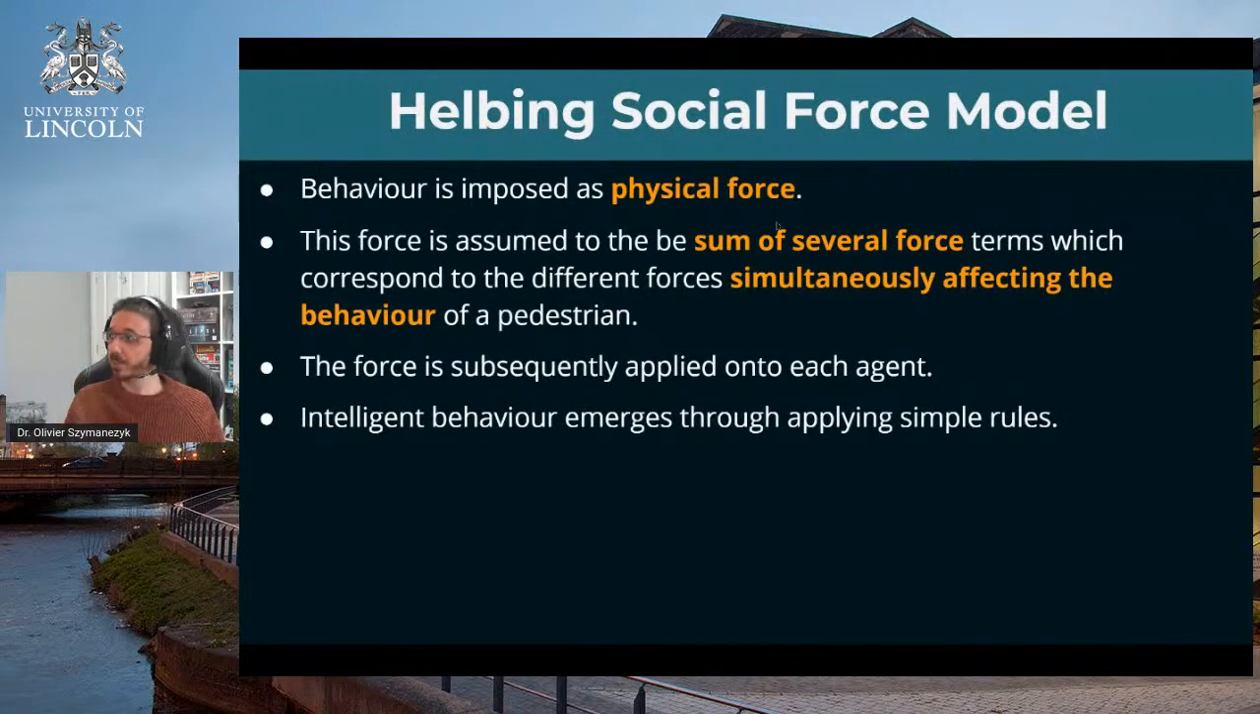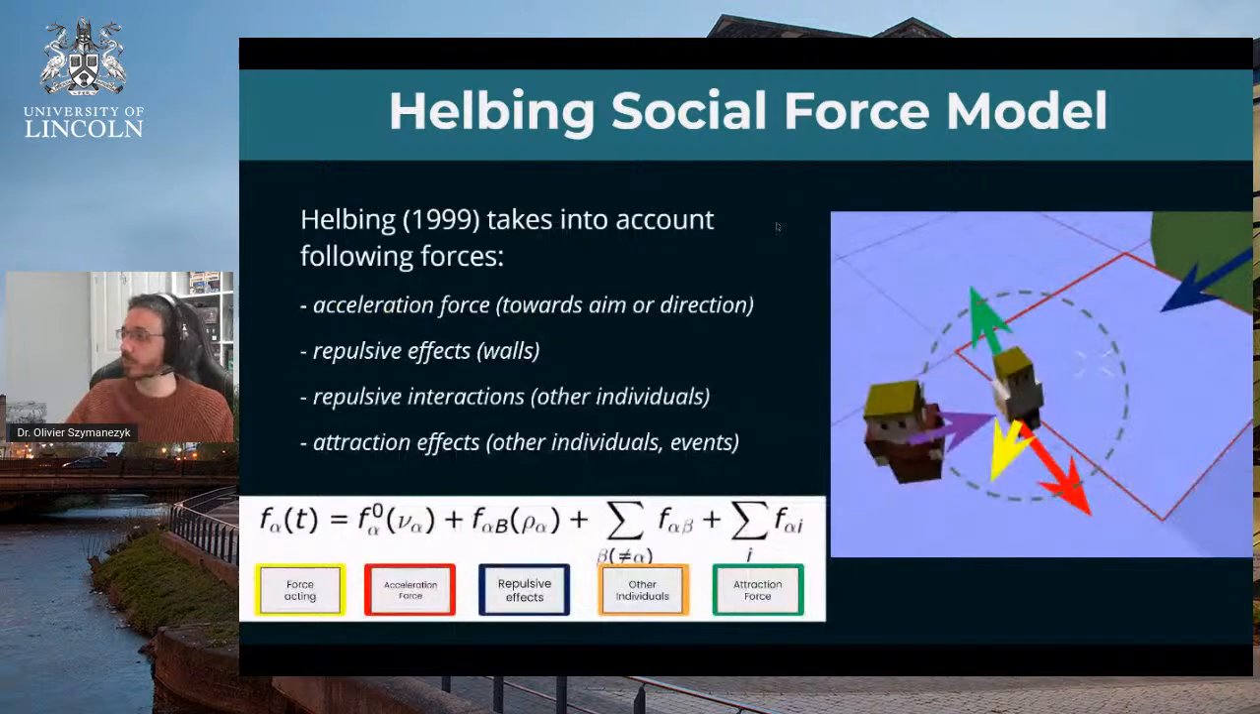So as I mentioned, the Helbing social force model is simulating human behavior as a physical force. Basically, the force is assumed to be the sum of several forces which correspond to the different forces simultaneously affecting the behavior of a pedestrian. Don't worry, I've got an example on the next picture to make it easier. So the idea is to find a force, to apply that force on each individual, and just have a simple set of rules. And bizarrely, he said, using simple forces, simple maths, that's enough to generate the behavior of people within the crowd. So let's have a look at those forces.